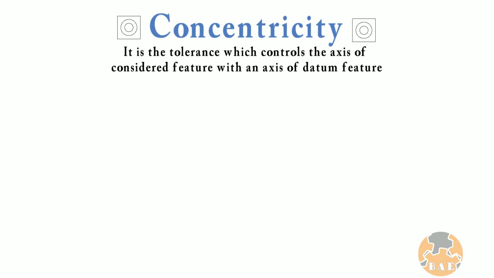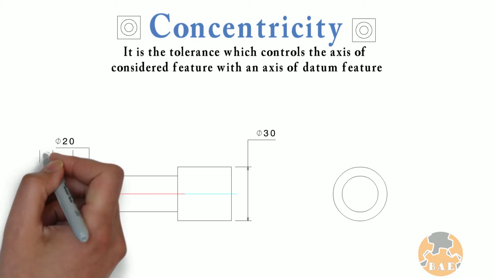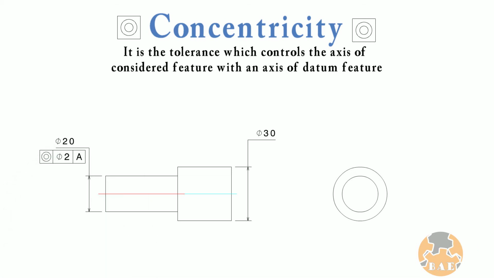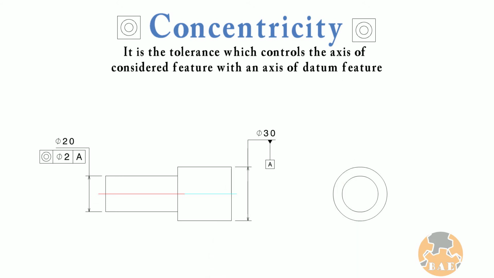Consider a shaft with diameters 30 mm and 20 mm like this. Now consider we have to control the concentricity of this 20 mm diameter with the 30 mm by 2 mm. So we will show this by calling out the feature control frame like this. And this is datum A. Now what does it mean?